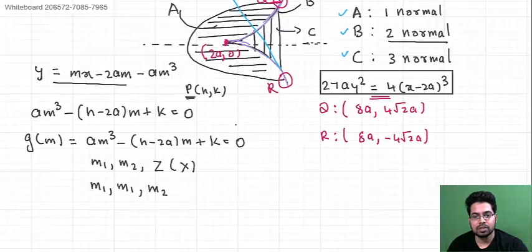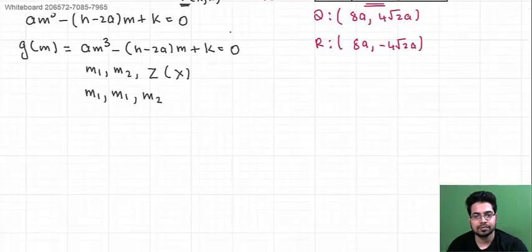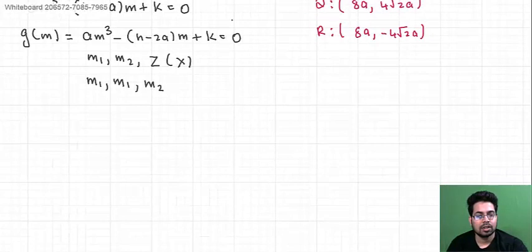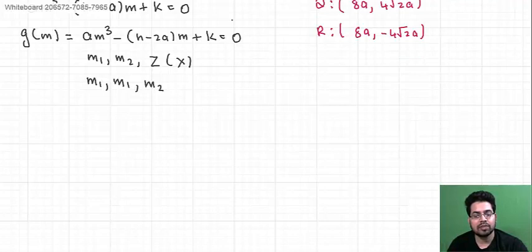That means these are the only possibilities: two coincident roots and the other one different. So basically we are getting two different roots, m1, m2. Now if we take the sum of the roots, I will get 2m1 plus m2 equals 0, because the coefficient of m square is 0.